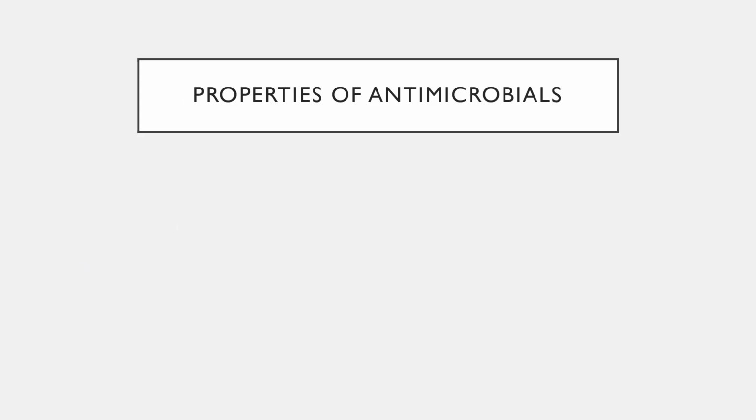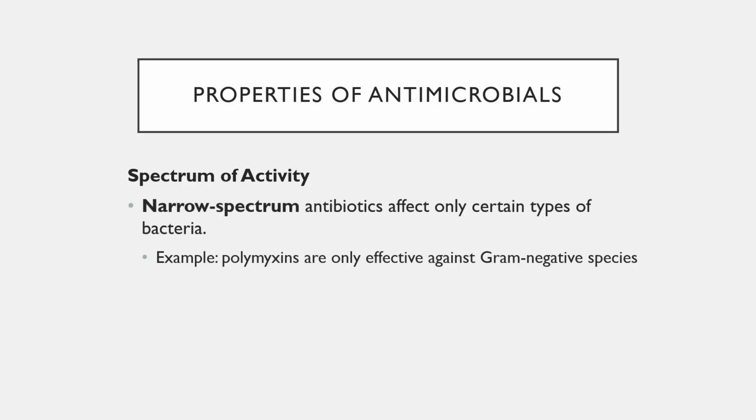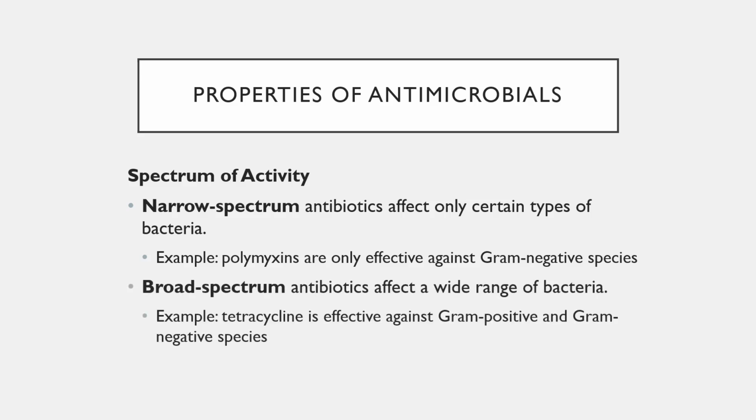Another property of antimicrobials is their spectrum of activity. You've probably heard before that there are such things as broad spectrum and narrow spectrum antibiotics. Narrow spectrum antibiotics are those that affect only a certain type of bacteria. For example, polymyxins are only effective against gram-negative species of bacteria. Broad-spectrum antibiotics are those that affect a wide range of bacteria.